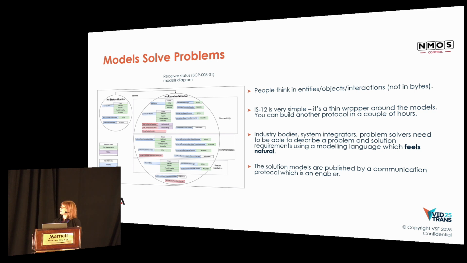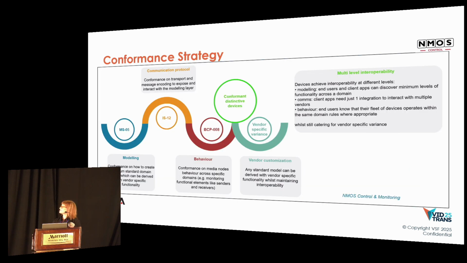So if we can go to the next slide then. It's up. So now we arrive to our conformance strategy. And this is what I like to call our snake diagram. So the conformance strategy we've devised in this area of control and monitoring is very multi-tiered. So what I mean by that is that we have different conformance points that we've established to get the right balance between standardization and vendor freedom.